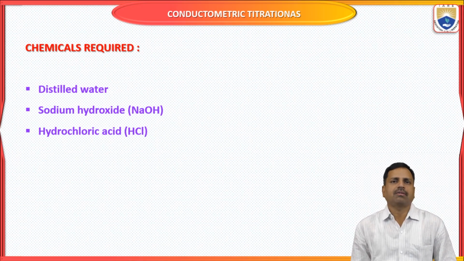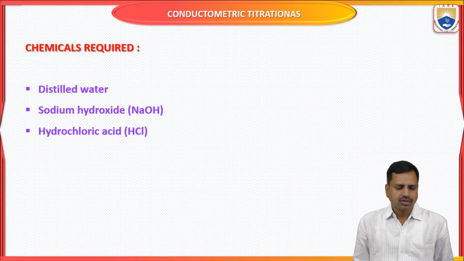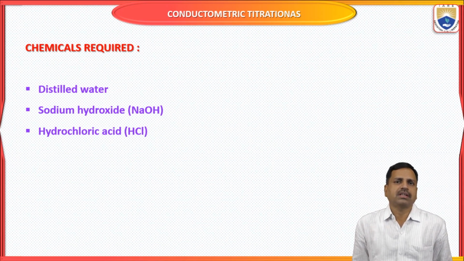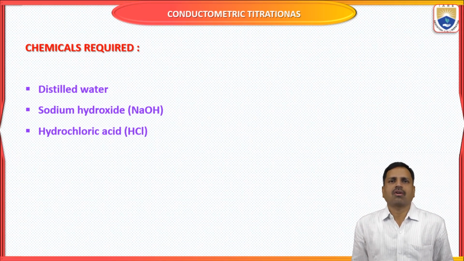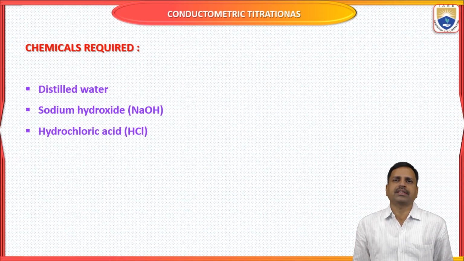In this experiment, what we are trying to find out is the concentration of HCl. HCl is an example of a strong acid. We have to find out the concentration of HCl by using the concentration of a strong base, that is NaOH. That's why the name of this experiment is strong acid versus strong base. By using the concentration of the strong base, we are finding out the concentration of an acid.